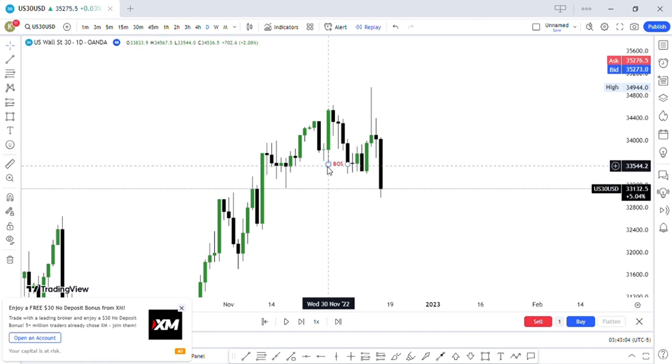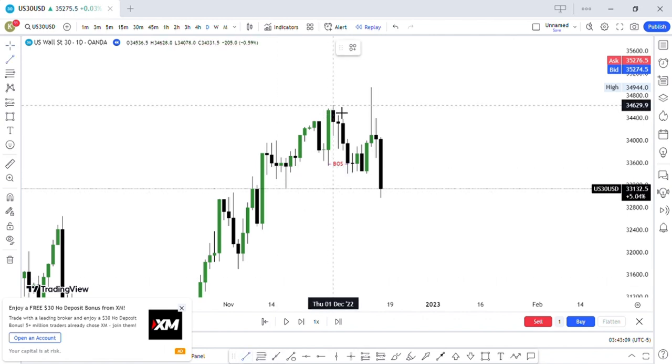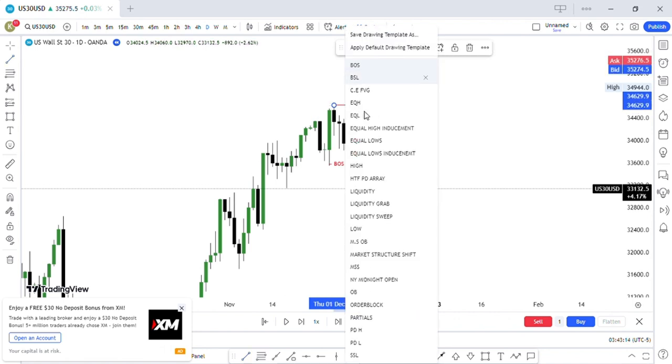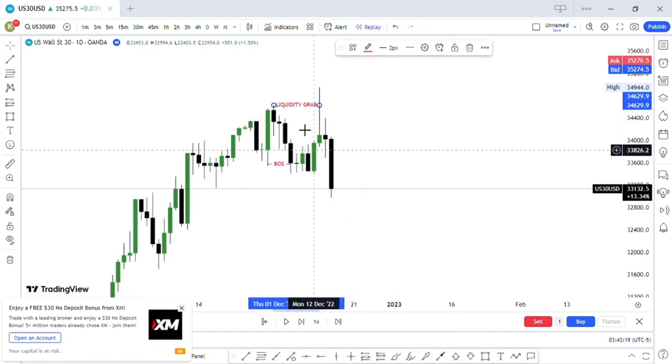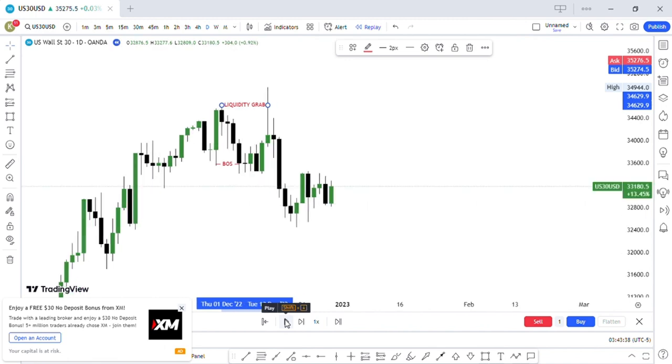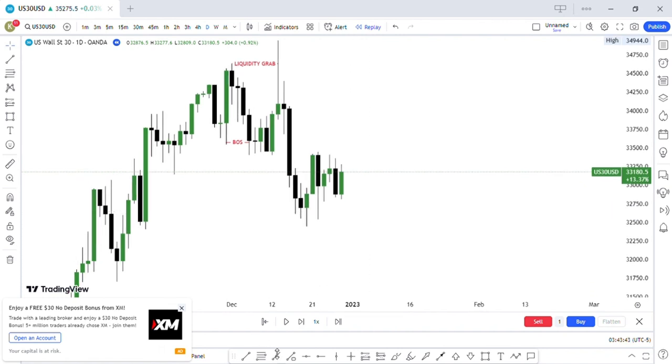So because we broke this low first, this is a break of structure, and this one is a liquidity grab. That means the market is not bullish, it's bearish, because we broke structure to the downside first. So we break structure and grab liquidity. Let's replay price. So from this, if you understand here, we have this break of structure and we have another break.